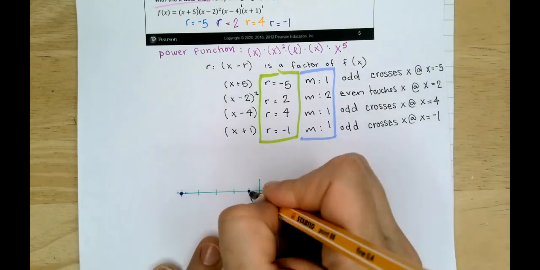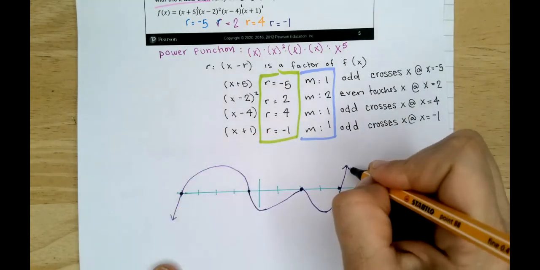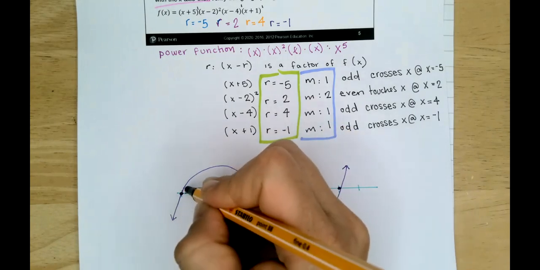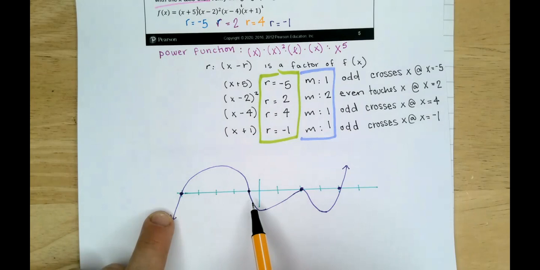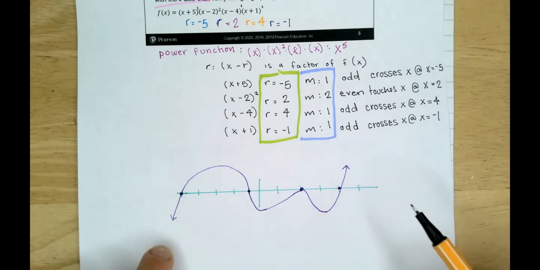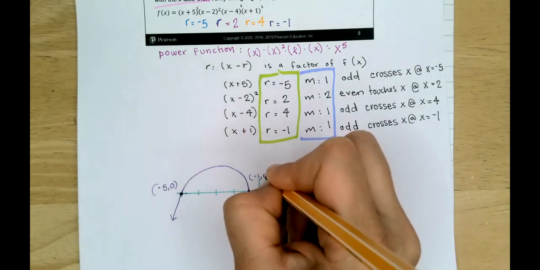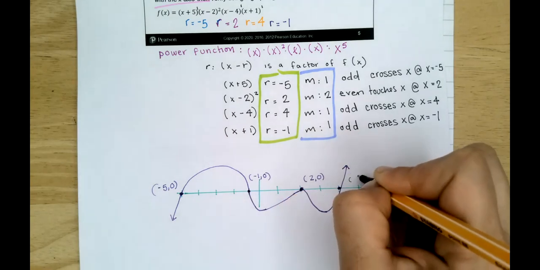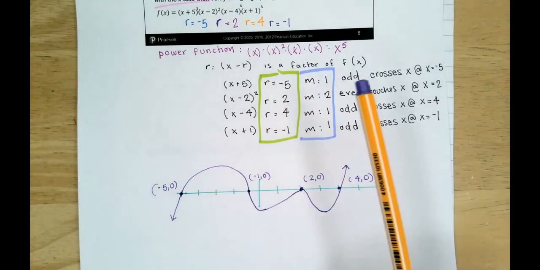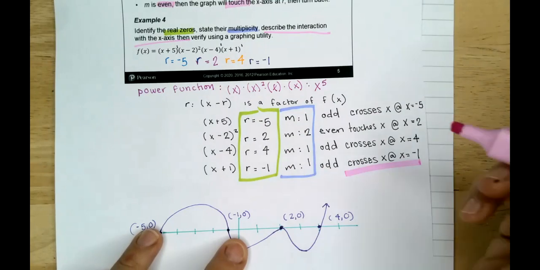It crossed here at -1, and it crossed here at -5. So my graph is going to look something like this. From negative infinity up, crossing at -5, crossing again at -1, touching at 2 and coming back down, crossing at 4. So that's the point -5, 0, that's the point -1, 0, that's the point 2, 0, and that's the point 4, 0. We identified the real zeros, we stated their multiplicity, we described the interaction with the x-axis.